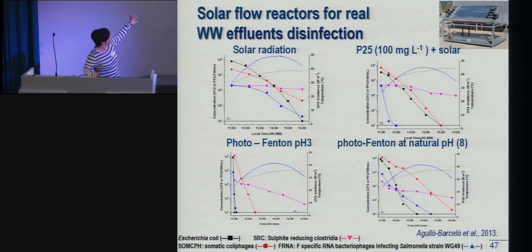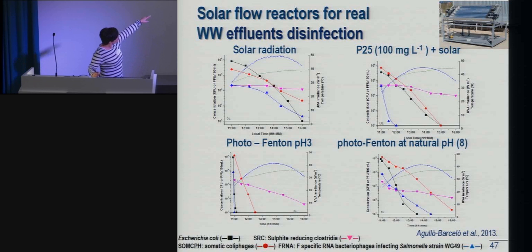Here we did the disinfection of real effluents, and we observed the E. coli present in this water, somatic coliphages, RNA bacteriophages, and also sulfite-reducing Clostridium in these waters. And here you can see that solar radiation, the black line, for example, E. coli, takes a very long time to reach the detection limit. Clostridium is very resistant to all, but some parameters like the phages are more sensitive to the time, let's say. So depending on the microorganisms, you have very different sensitivities.